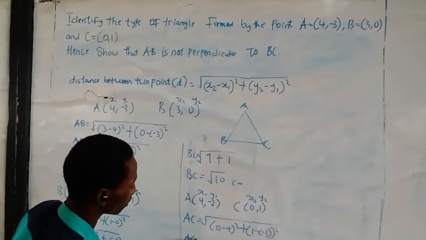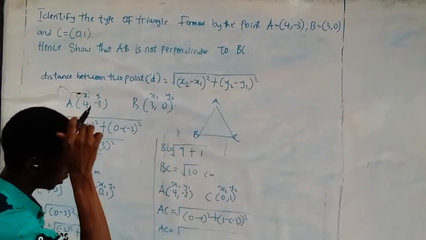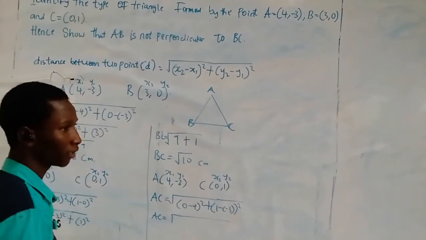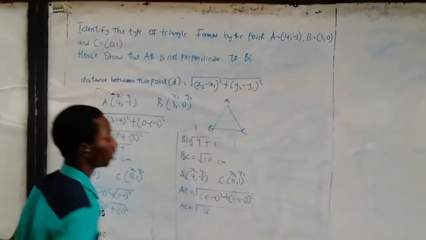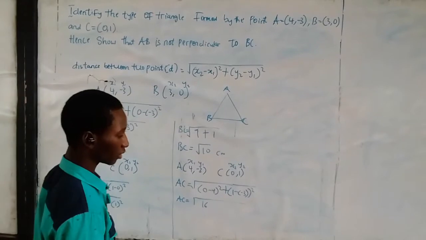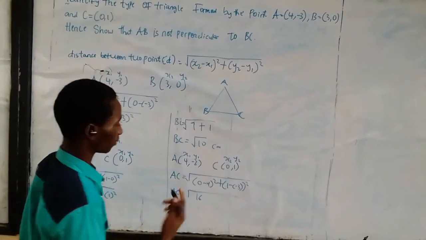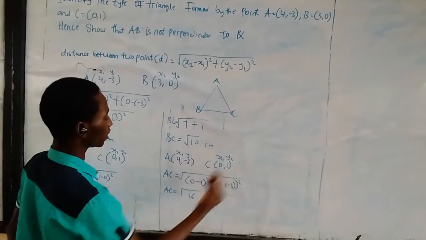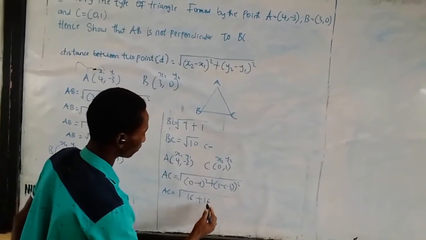So AC is equal to 0 minus 4, which is minus 4. Minus 4 squared is 16. Minus times minus 3, plus 3. 3 plus 1, we have 4. 4 squared is 16.